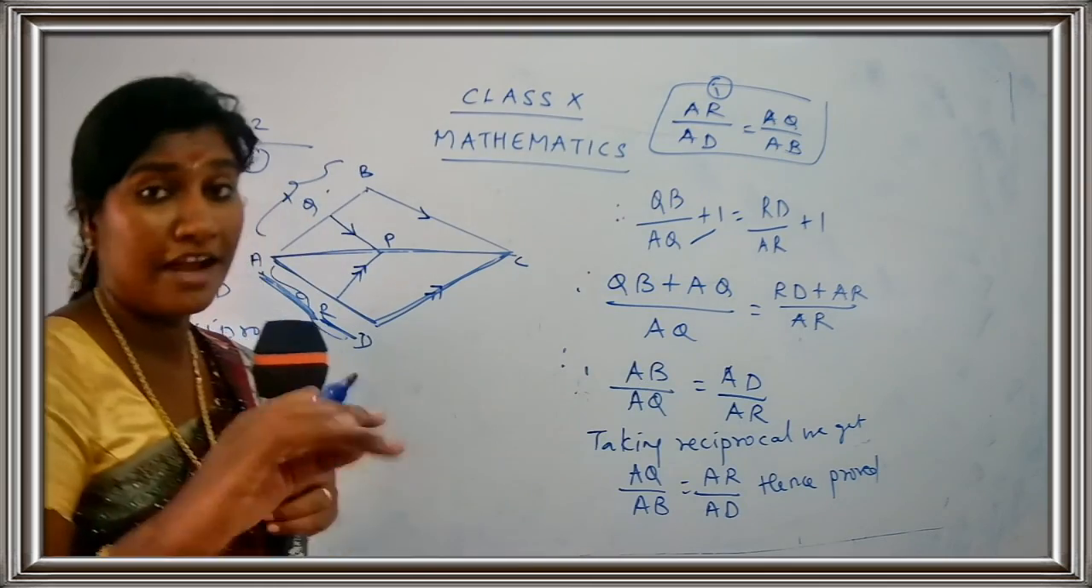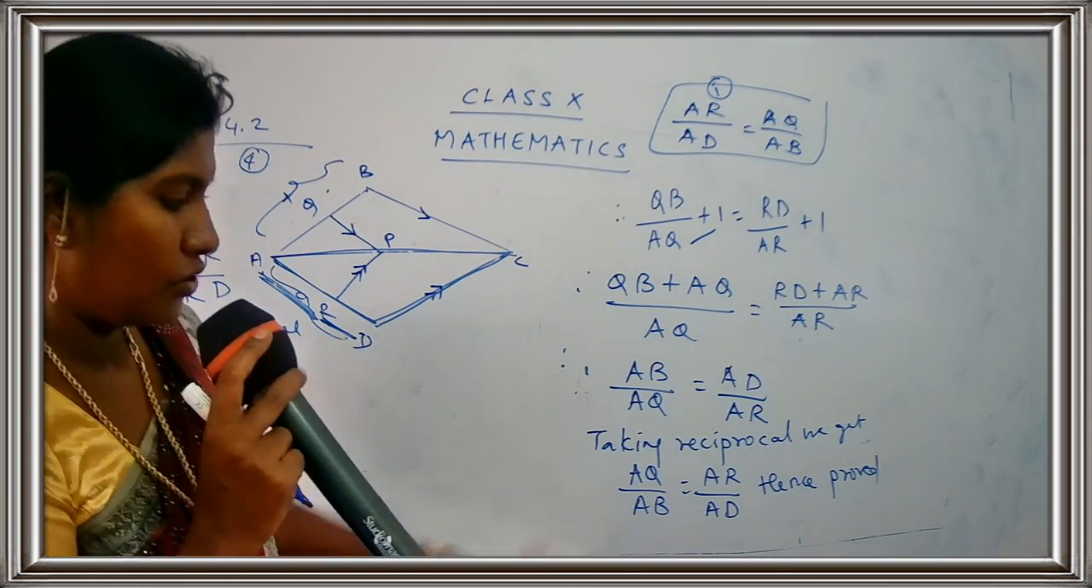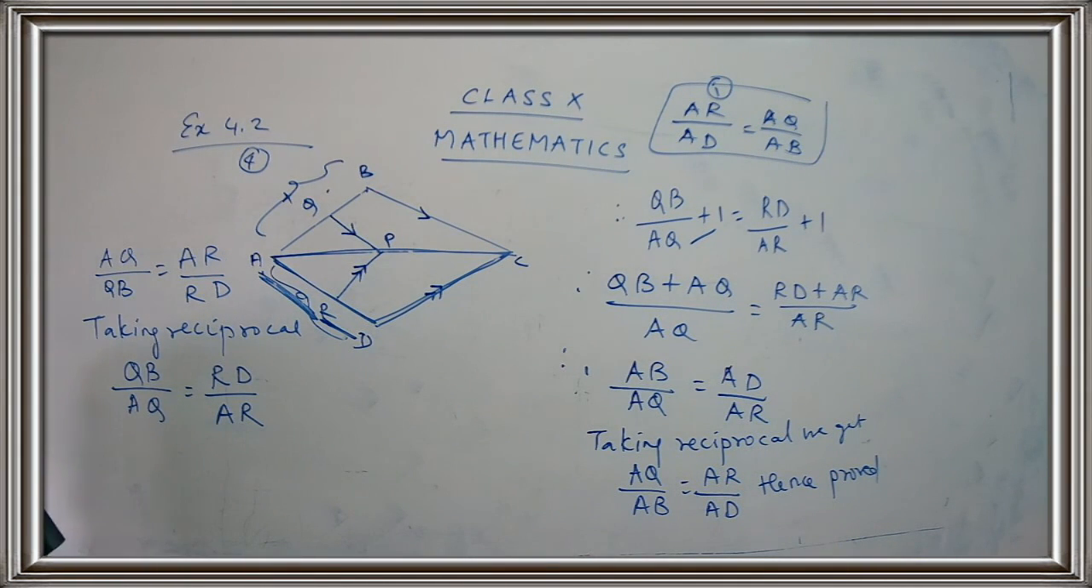So we have already proved one proof over there, and this is the second proof that we have proved. So AQ upon AB is equal to AR upon AD. Clear, children? Just write down the answers.